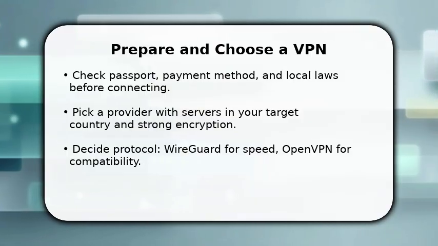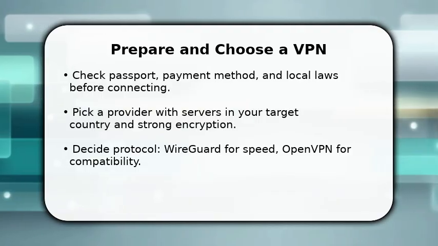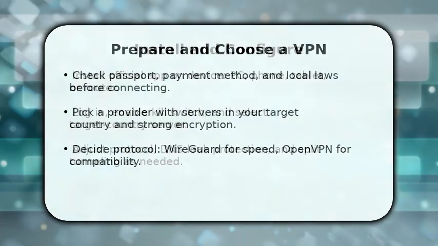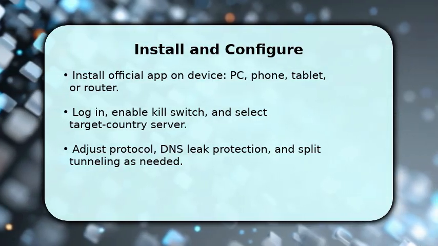Decide which protocol serves your needs: WireGuard for faster streaming and lower battery use, OpenVPN if you want broader device support. Once done, create your account and store credentials securely, and make sure you have access to the email used for activation. You now install and configure the VPN app on the device you'll use most.